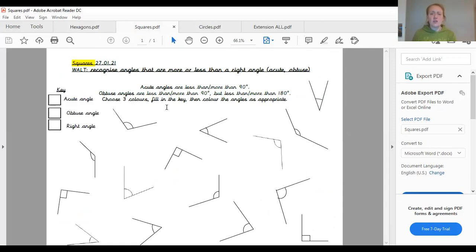Then it says choose 3 colours and fill in the key. So any 3 colours for these. So let's just pretend it's red, blue and green. And then when you're looking at all these angles, you're going to colour the angle symbol either red, blue or green to represent it being an acute angle, an obtuse angle or a right angle. So squares, that's what you're doing today.